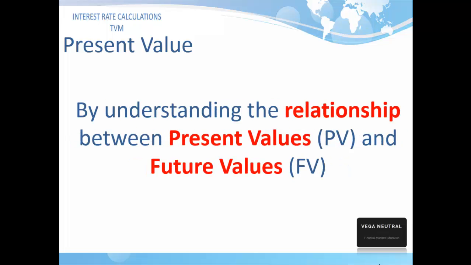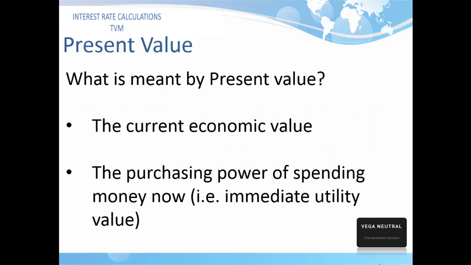How did we know which option was the best in each one of those two scenarios? We only were able to do so by thoroughly understanding the relationship that exists between present values and future values. Let's have a look. What is meant by present values?